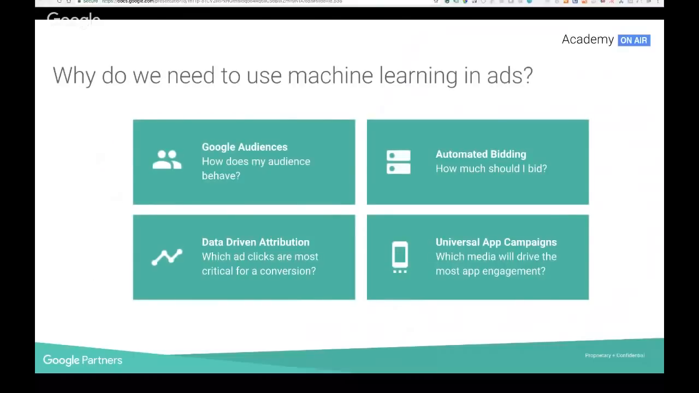So which areas in terms of Google products are most impacted? Google audiences, so basically understanding how my audience is behaving. That's a vital part. Automated bidding, I just talked about that. Data-driven attribution, so understanding which clicks are actually most critical for a conversion and attributing conversions to exactly this click. And also stuff like, for example, universal app campaigns, where we just say, hey, give us all the creative, give us all the input that you need, give us a budget, and we will get you the most app downloads and the best lifetime value possible. So these are the areas where we should all use machine learning and apply these machine learning techniques as much as possible, because they're just really, really good, and eventually will help you increase your ROI.